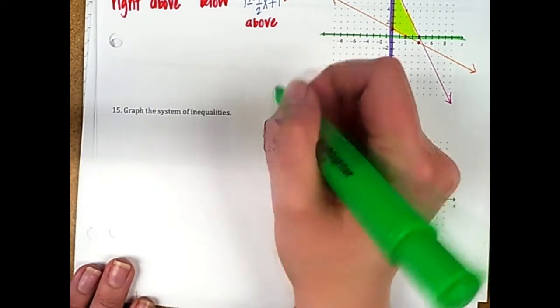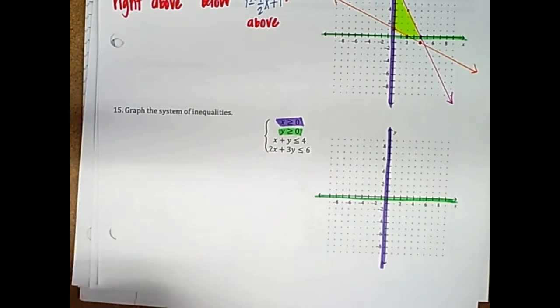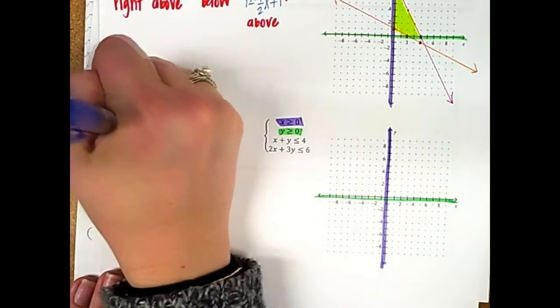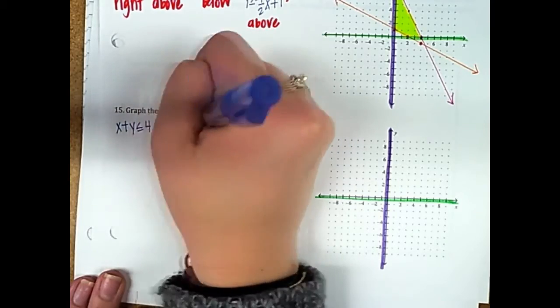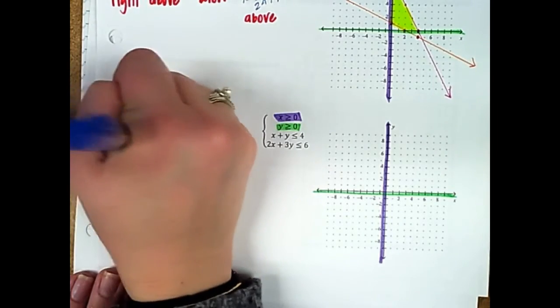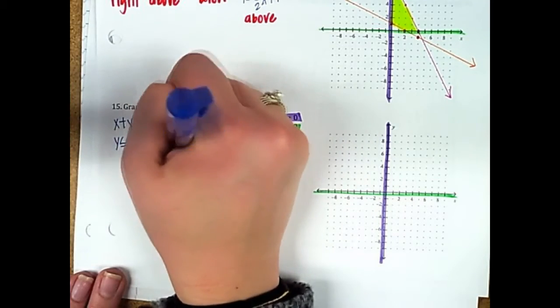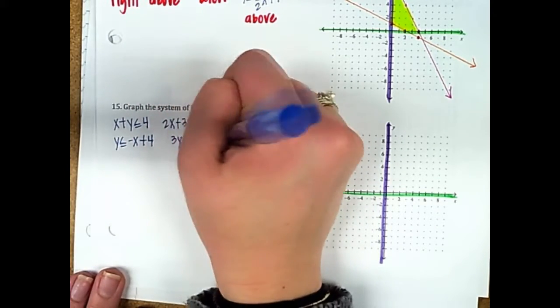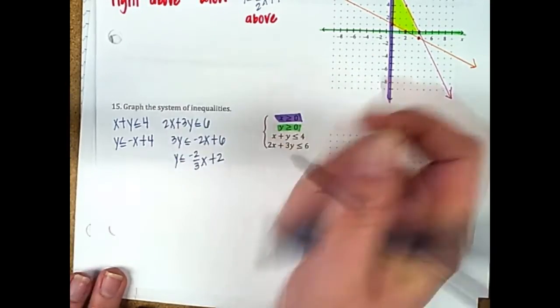And then y is greater than 0. That is a horizontal line when y is 0. And so it's actually my x-axis. So for my second two lines, I first need to get them in y equals mx plus b form. So I subtract both sides by x, and then on this one I'm going to subtract 2x and divide by 3. Negative 2/3 x plus 2.